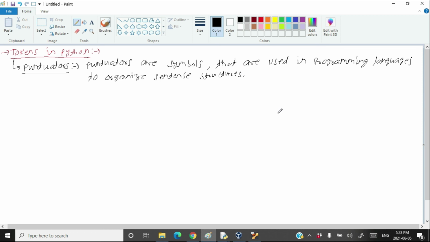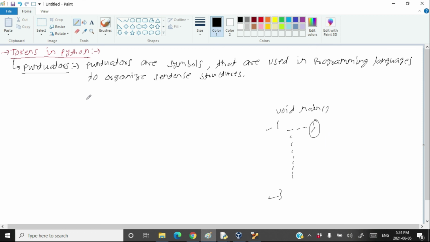How do you write in C? In the C program, when you have to write something, you write inside the curly brackets whatever you want to be executed. So these curly brackets are punctuators. They organize the sentence structures. In a C program, you always have to end a statement with a semicolon. So the semicolon is also a punctuator. It also helps organize sentence structures.